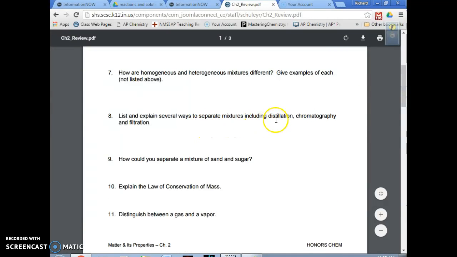Several ways to separate mixtures: distillation, chromatography, filtration. And the fourth one we listed was magnetism, and the fifth one was just pick them apart. How could you get apart a mixture of sand and sugar? I tell you what I'd do. I'd put both of them in water. I'd filter the sand out, and then I'd evaporate the water off and get the sugar back.